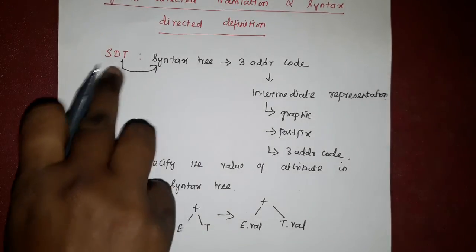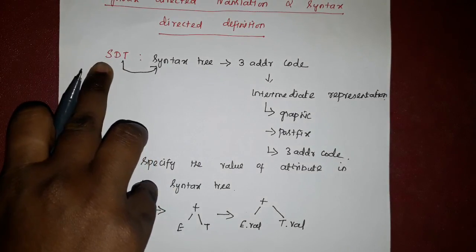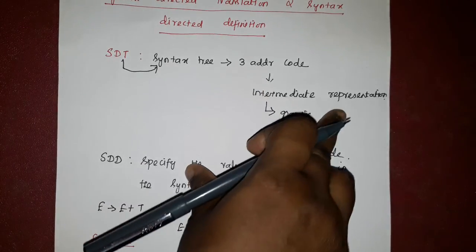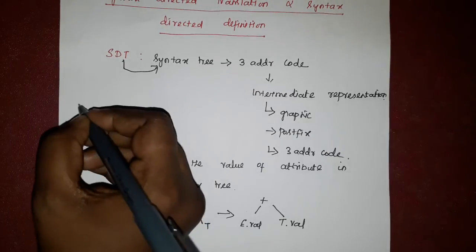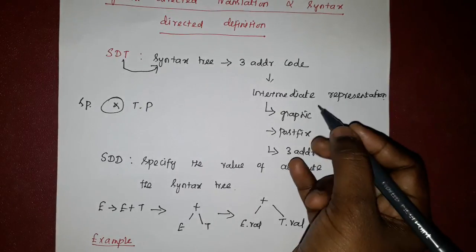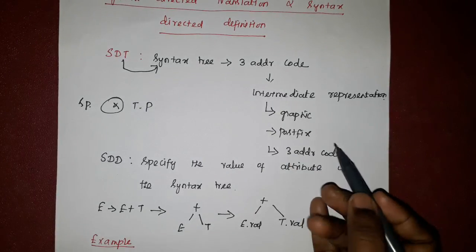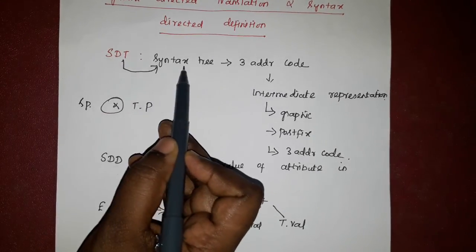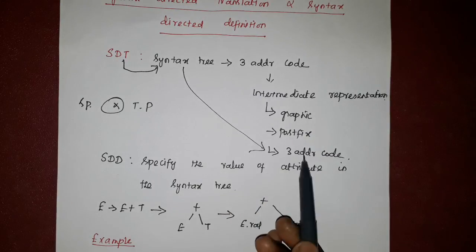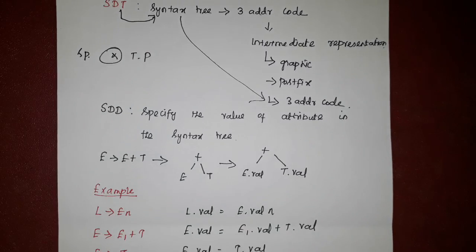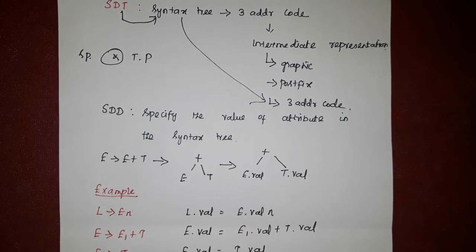So syntax directed translation means it can directly translate the syntax tree into 3 address code. It is one of the forms of the intermediate representation. Intermediate representation is nothing but any form between the source program and target program. There are 3 types: one is graphical representation, postfix notation, and the final one is 3 address code. Here syntax directed translation converts the syntax tree into 3 address code. Syntax directed definition means specifying the value of attribute at each node in the syntax tree.